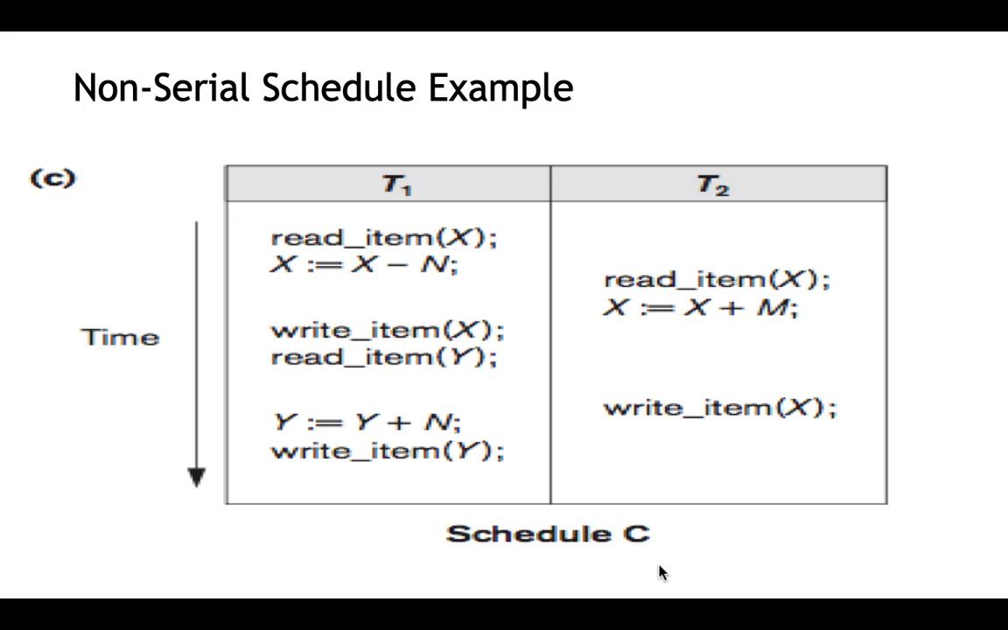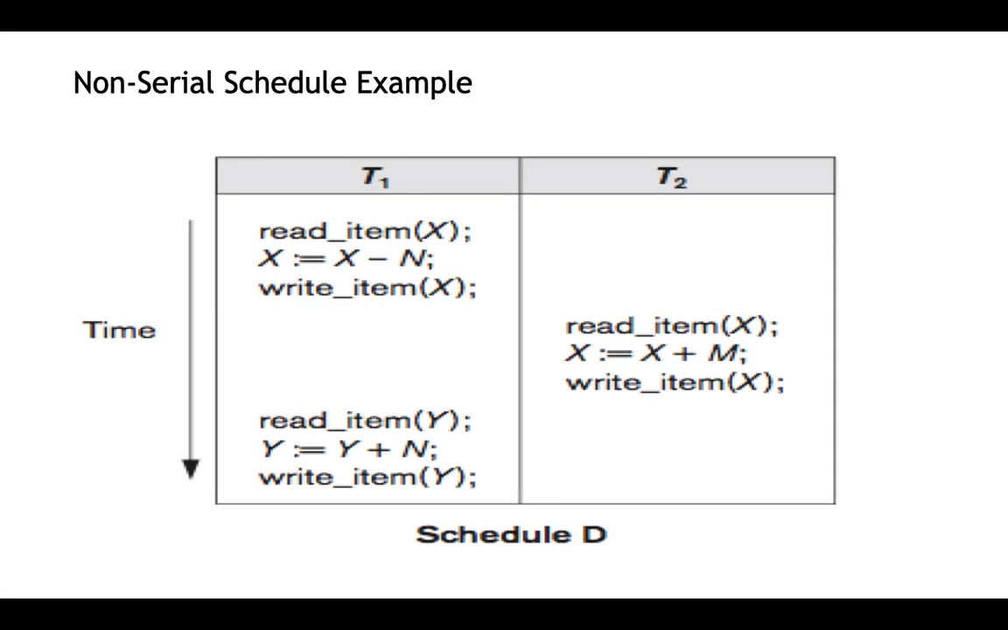Hope you got what we mean by serial and non-serial schedules. Here is another example of a non-serial schedule. Here a part of transaction 1 occurs, then a part of transaction 2 occurs, then again the rest of transaction 1 occurs. Still they are occurring in an interleaved fashion, as T2 is not waiting for T1 to get completed. So such schedules are known as non-serial schedules. In the real world also we cannot guarantee serial schedules.